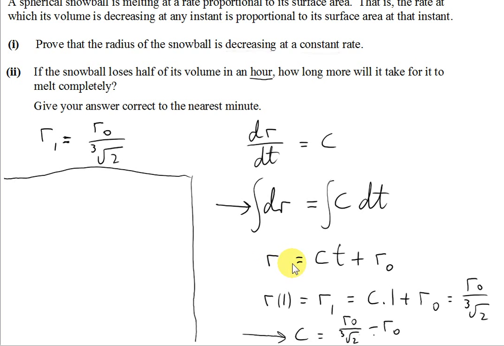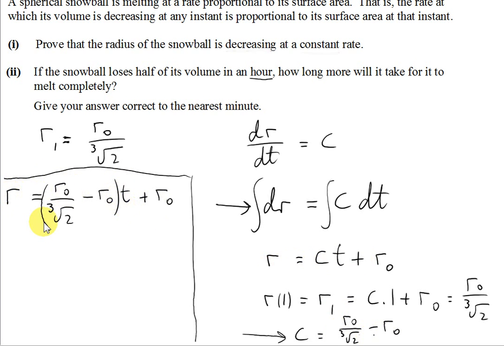Finally, I can write r as a function of time in terms of r0. So I can plug this expression here in for c. So I can get r, remember, which is a function of time. I won't bother writing in t in brackets. So for c we have this expression here. So this is what we end up getting. So if we know the initial radius r0, we can work out r at any time t. We just plug in for t.